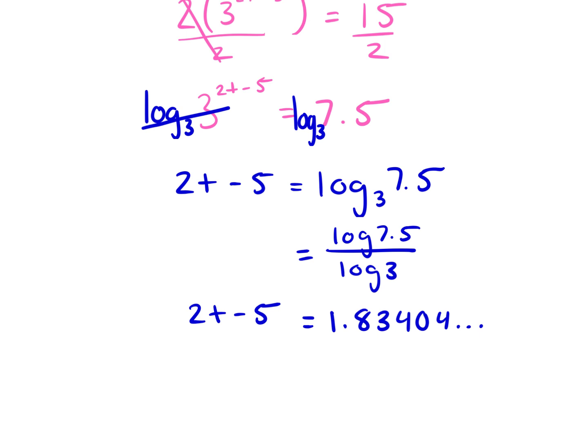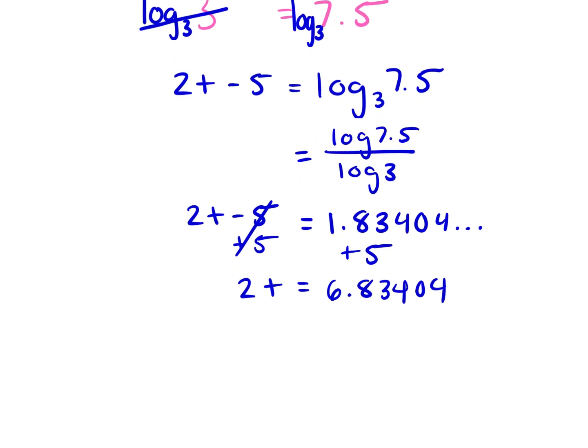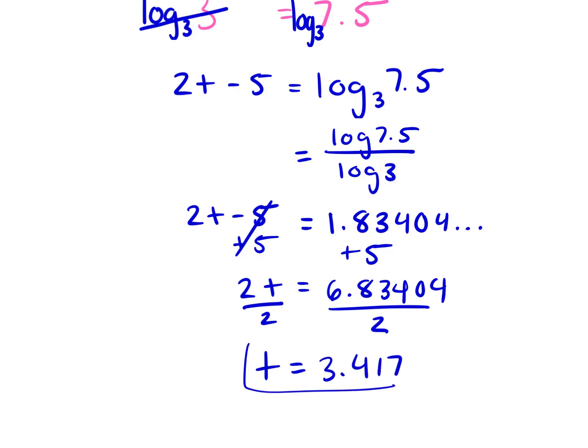What would we do next? Add 5. So 2t equals 6.83404. Again, keep it in your calculator. Don't round until the very end. What do we do next? Divide by 2. So t equals 3.4170, which means that we'd keep it the same.